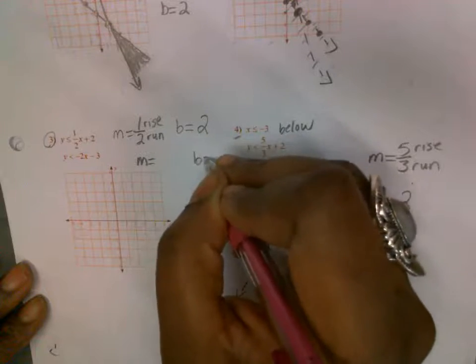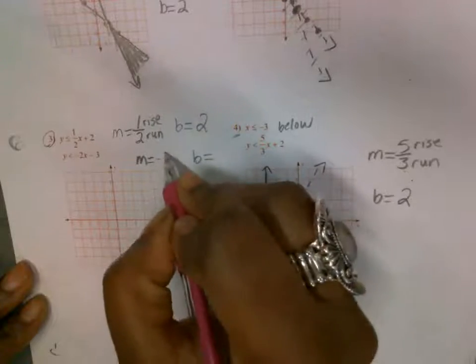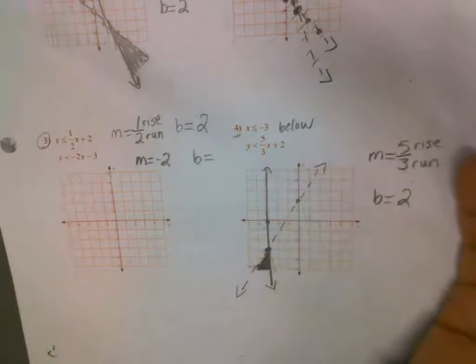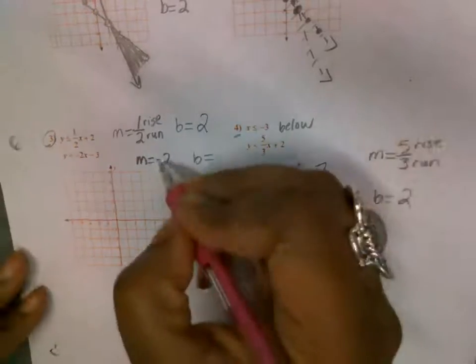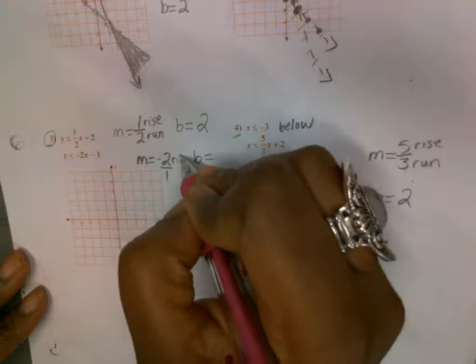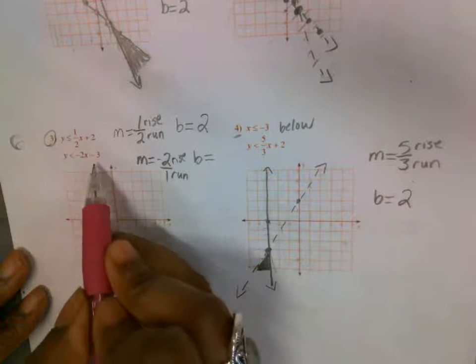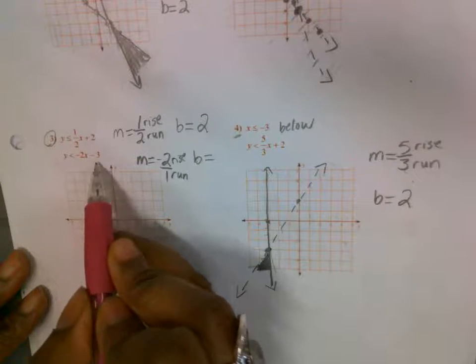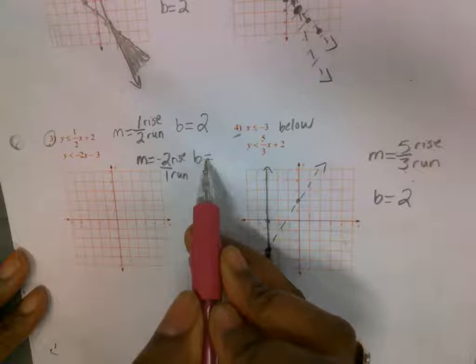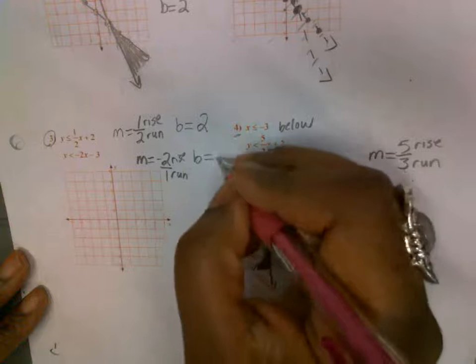for the second equation. The number that's attached to X is your M, that's -2. If it's not already written as a fraction, write it as a fraction by putting a 1 under it. Top number is your rise, bottom number is your run. The number that has no variable attached to it is going to be your y-intercept or your B. This is a -3, so your B is -3.